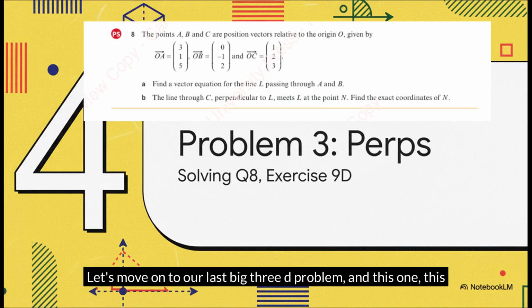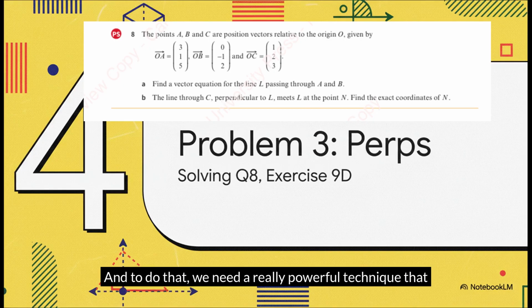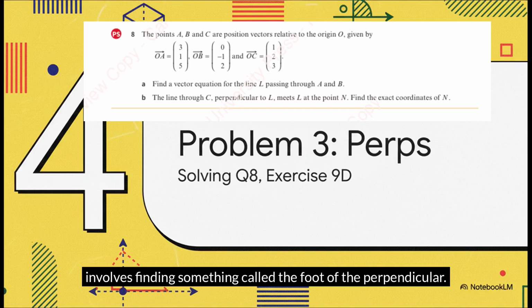All right, let's move on to our last big 3D problem. And this one's a bit more involved. We're going to find the shortest distance from a point to a line. And to do that, we need a really powerful technique that involves finding something called the foot of the perpendicular.